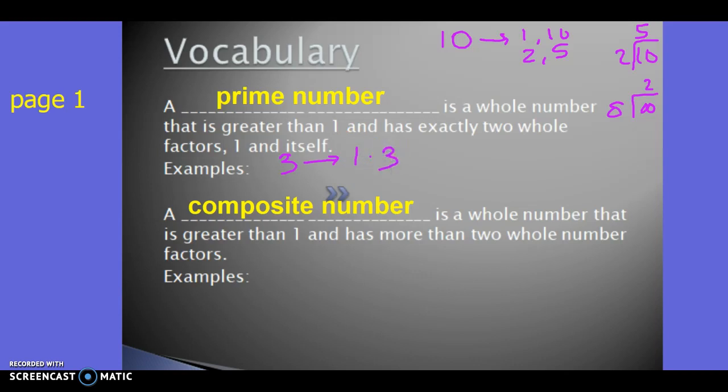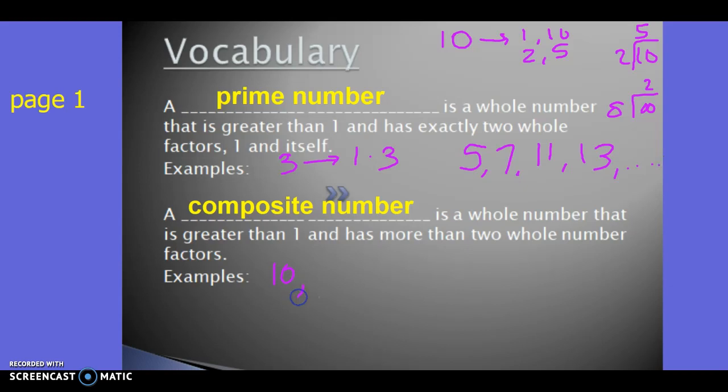3 is only 1 times 3. There's no other numbers that when we multiply them give us the number 3. A composite number is all of the other numbers, like 10 that I wrote up above. Okay? Some other prime numbers would be 5, 7, 11, 13, etc. If you think about those numbers, they only have 1 and themselves that will divide evenly into them. They have no other factors.